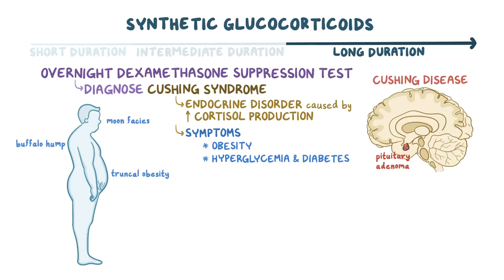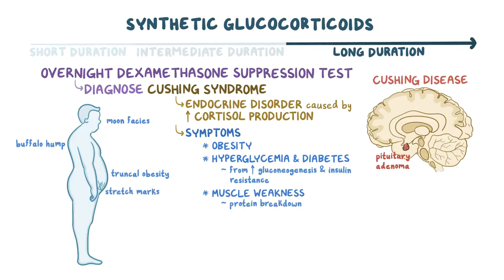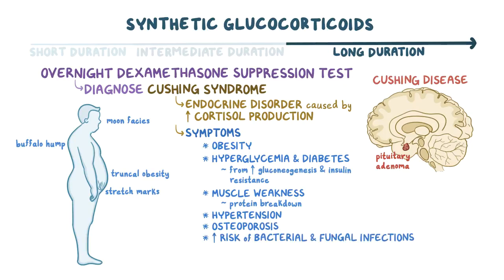Hyperglycemia and diabetes often result from the increased gluconeogenesis and insulin resistance. Muscle weakness and skin stretch marks can occur due to protein breakdown. Hypertension, osteoporosis, and increased risk of bacterial and fungal infections are also common problems caused by excessive cortisol.